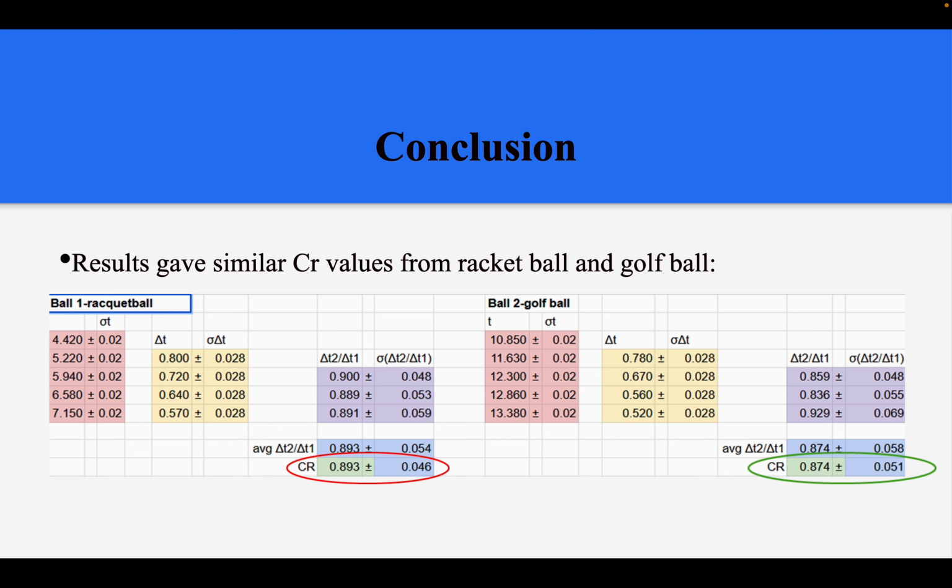Our overall results match the statement, as their accuracy compared to the value of 1 is high. The dataset of the time intervals also gave us an accurate measurement, which contributed to the calculations of the coefficient of restitution values. Both the racquetball and the golf ball have similar coefficient of restitution values, which indicates that there was a high precision between the two.